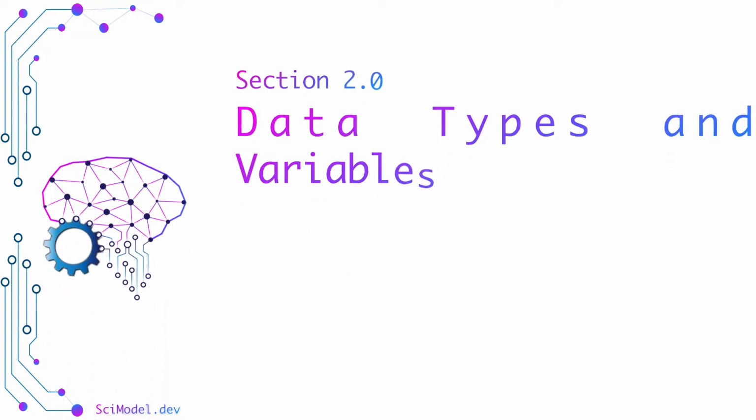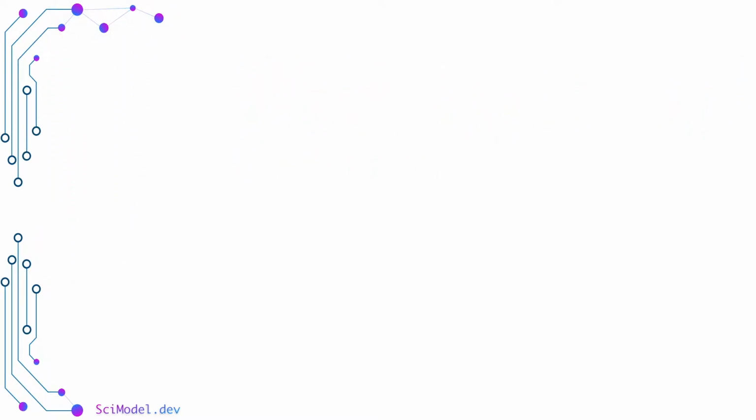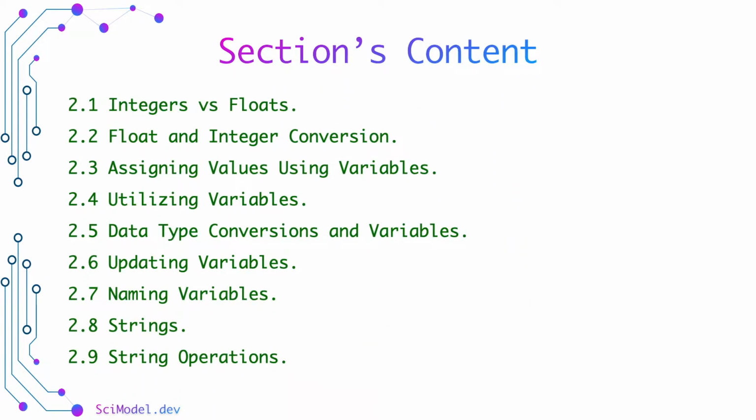Hello and welcome. In this tutorial, we will learn about data types and variables in Python, so let's get started. You will learn about different types of data in Python including integers, floats, and strings. Also, you will learn about variables and how to use them.